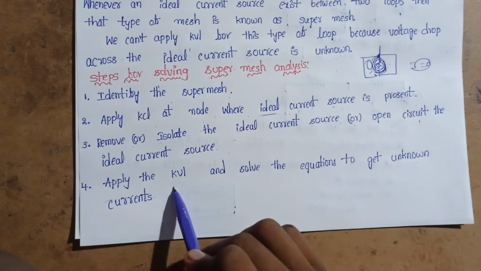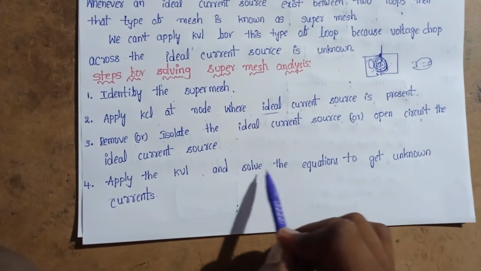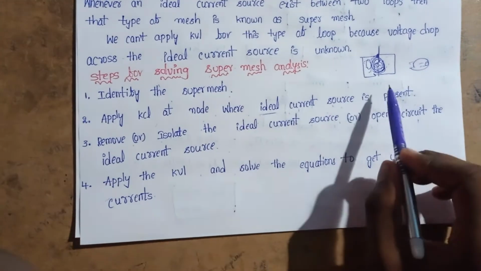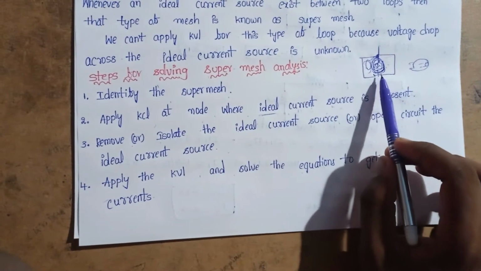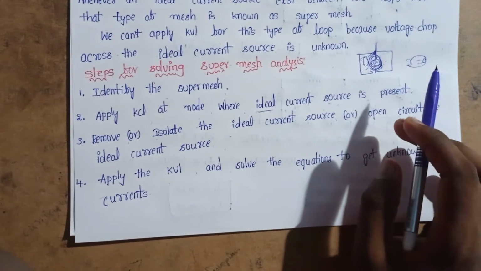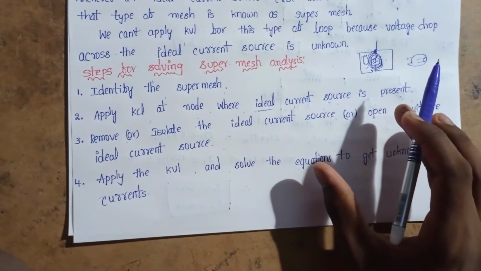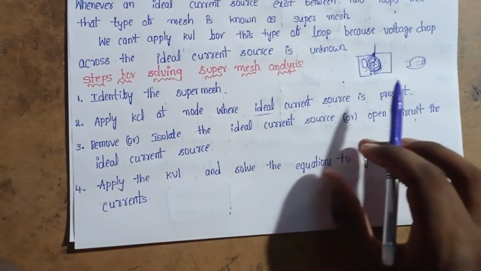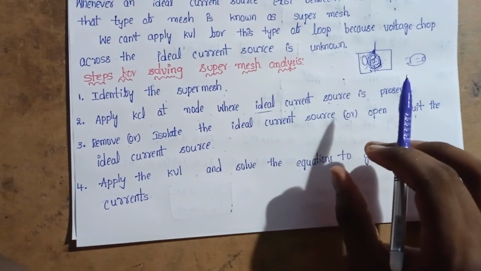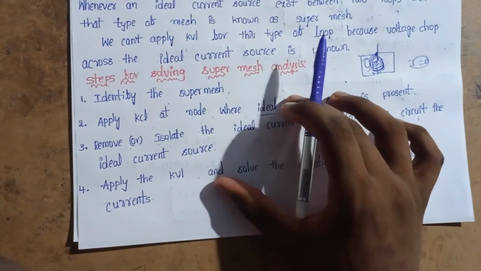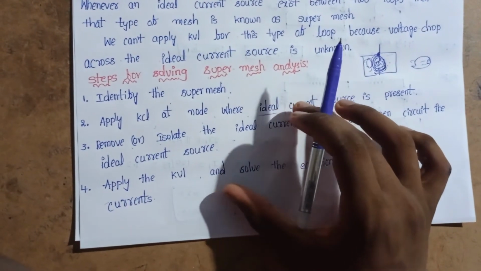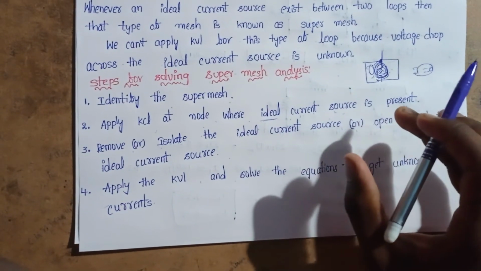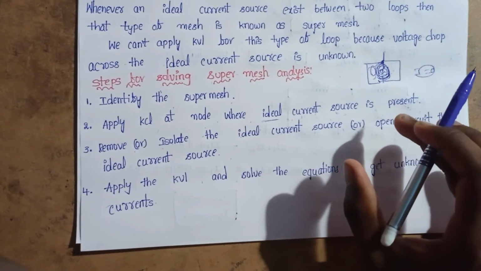Next, the fourth point: apply KVL and solve the equations to get the unknown currents. After removing the ideal current source, we apply KVL, and we will get some equations. By solving those equations we will get the unknown currents. This is the procedure for finding the unknown currents using super mesh analysis. Let's see an example problem, then we can understand better.